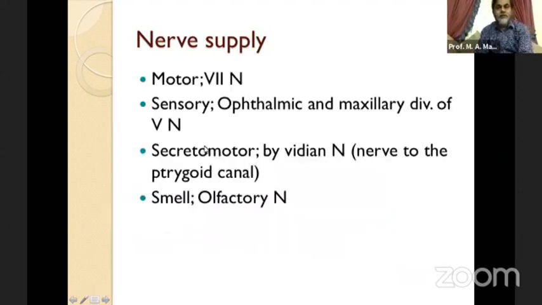So the nerve supply of the nose: it has motor supply from the facial nerve and sensory supply from the fifth nerve through ophthalmic and maxillary division, secretomotor supply by the Vidian nerve, and smell by the olfactory nerve. So there are 4 different types of nerve supply in the nose.